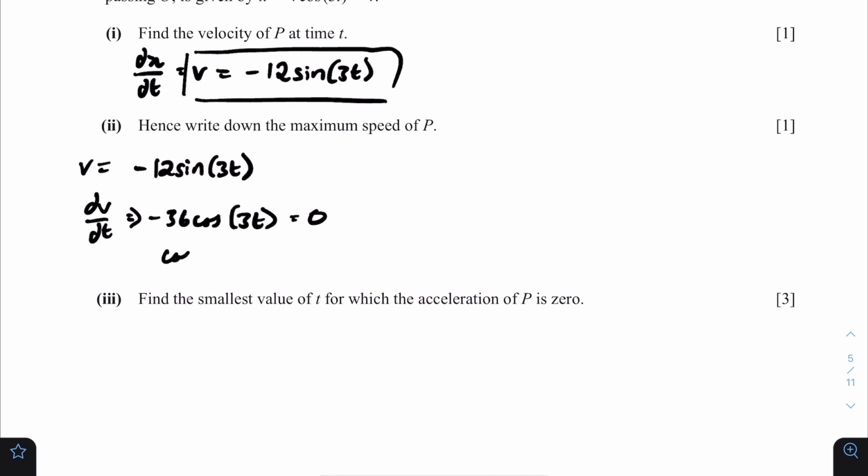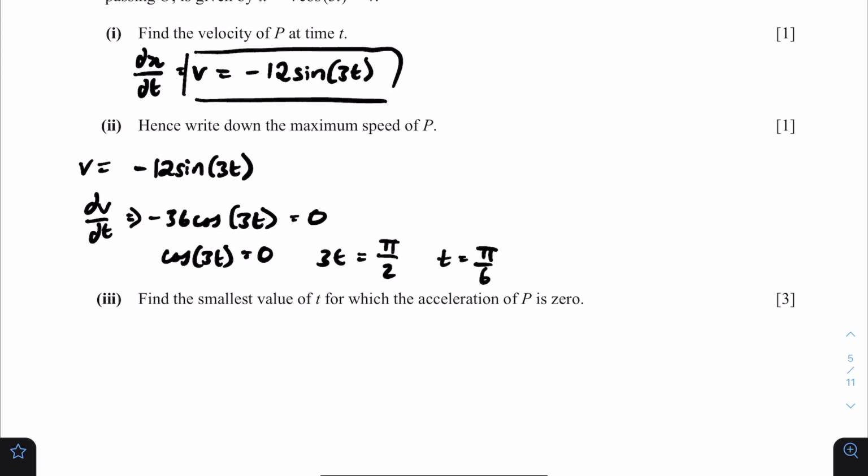So we can say that cos 3t is equal to 0. Therefore, 3t could be equal to pi over 2, or various other values. So we can just say, for example, let it be equal to pi over 2. Then t has to equal pi over 6.